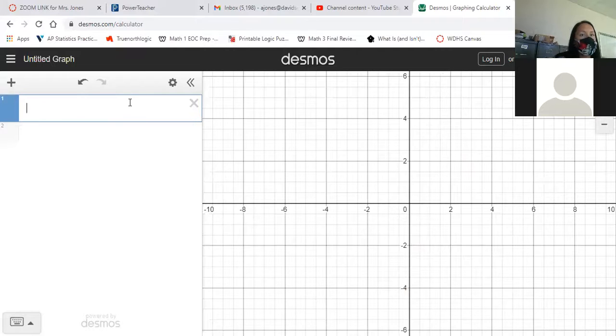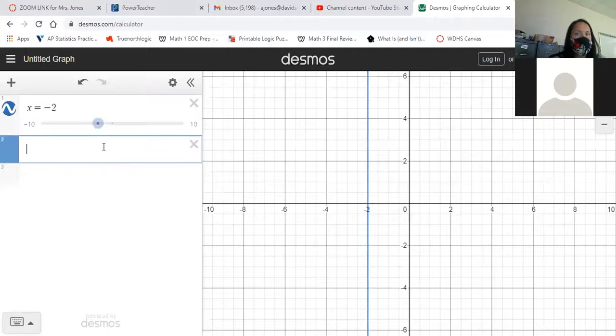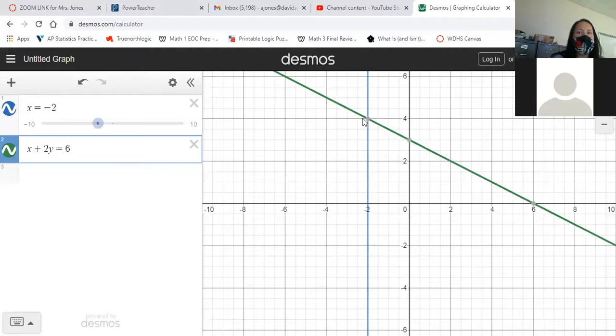All right. So Desmos works really well for all of these graphing problems where your regular calculator won't do number 9. Your regular calculator will not do number 9, but this one will. So we're going to put it in x equals -2. And you guys can see that it graphed it. X plus 2y equals 6. Where do they cross? -2, 4.